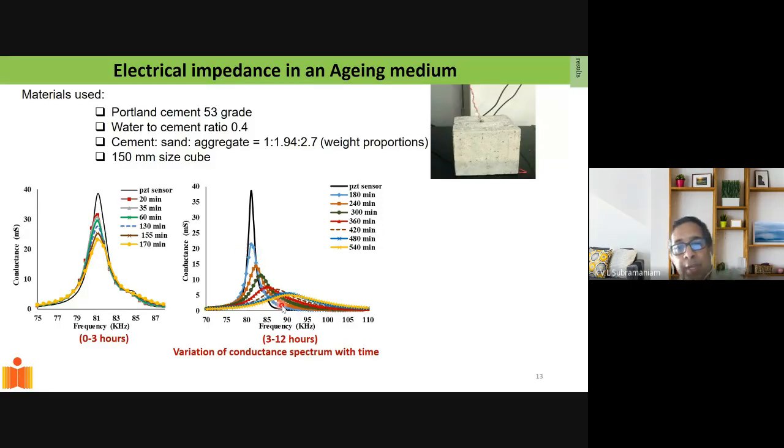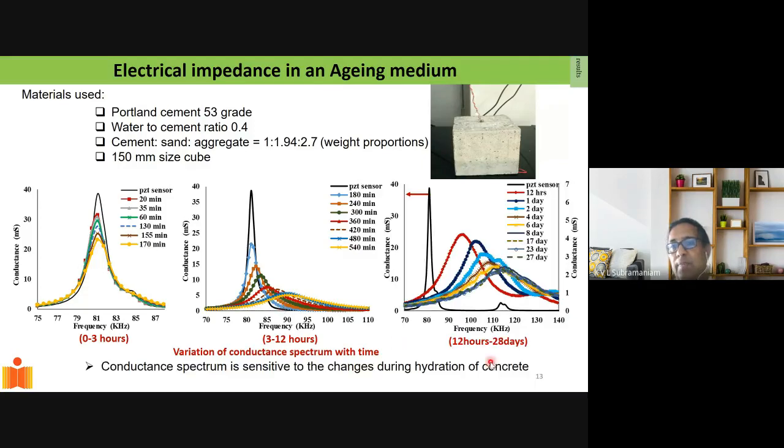Now, if I go up between 12 hours and 28 days, this is my PZT sensor, the first mode. You see that there's a continuous drop, which continues up to 28 days, and there's a continuous rightward shift in the frequency. So the resonant mode of the PZT sensor, or the PZT patch, is continuously changing.